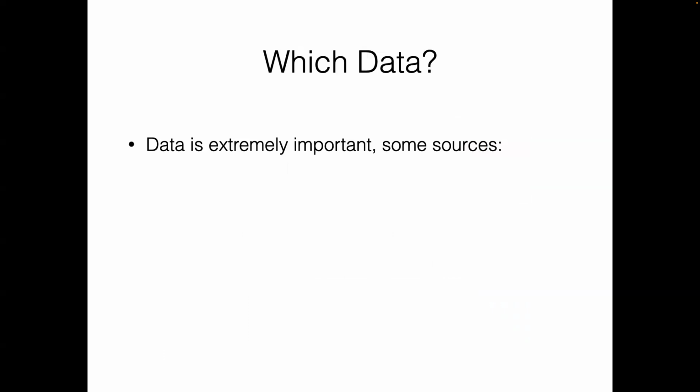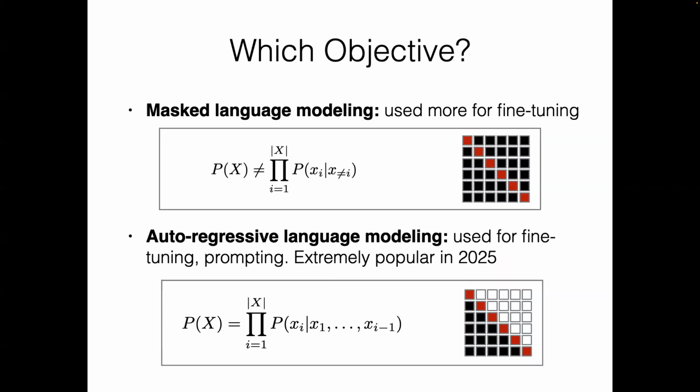And then of course there's data, and data is extremely important. These will be for pre-training. So you do the masked language modeling on a bunch of data, then you get the base model. And then the masked language model base models are typically used for fine tuning.